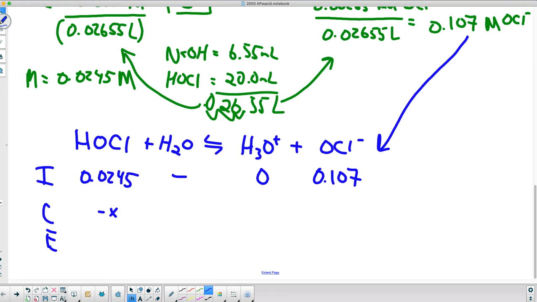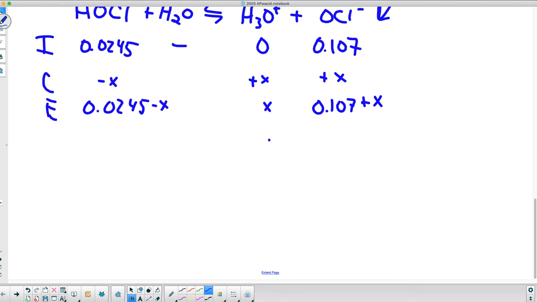Obviously, we have our plus X for the change and plus X for the change there. Now that means for equilibrium, I got 0.107 plus X, and this is just X. And this then, of course, would be 0.0245 minus X. And that's where we are.